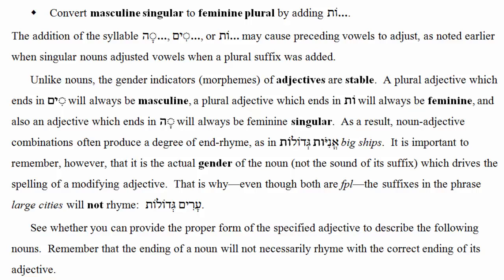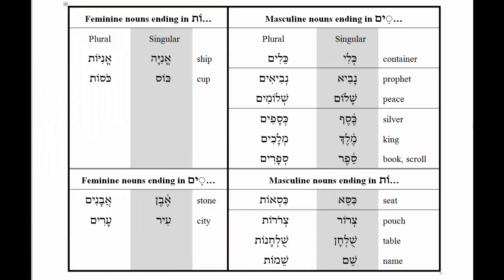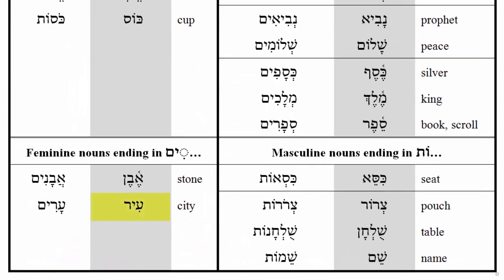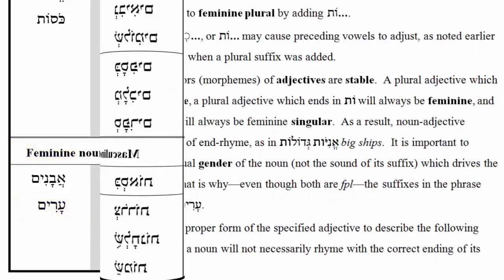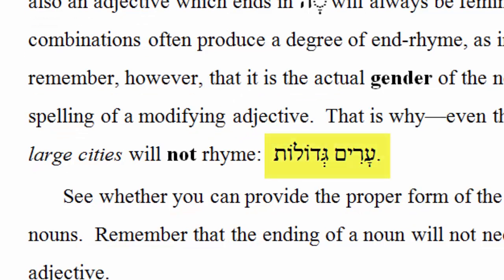Some feminine nouns, however, when rendered plural, have the "im" ending. That's the situation with the feminine noun "ir" for city. To refer to more than one city, in plural, it's expressed arim. It is, however, still feminine, and so must be accompanied by an adjective which is feminine plural. Arim gedolot is the proper adjective phrase to express large cities.